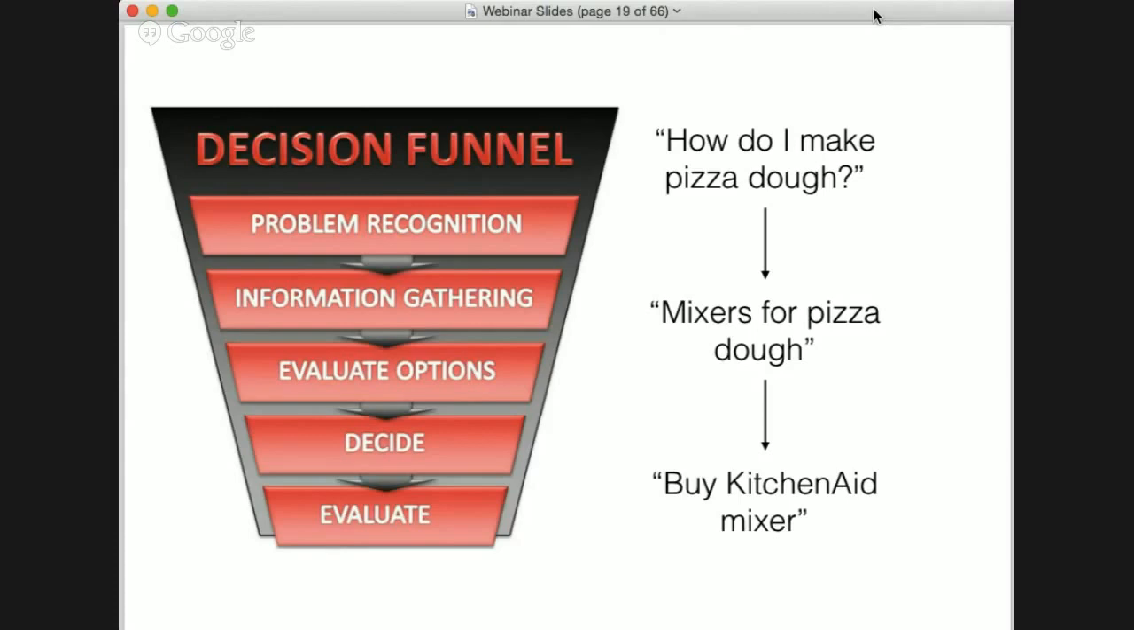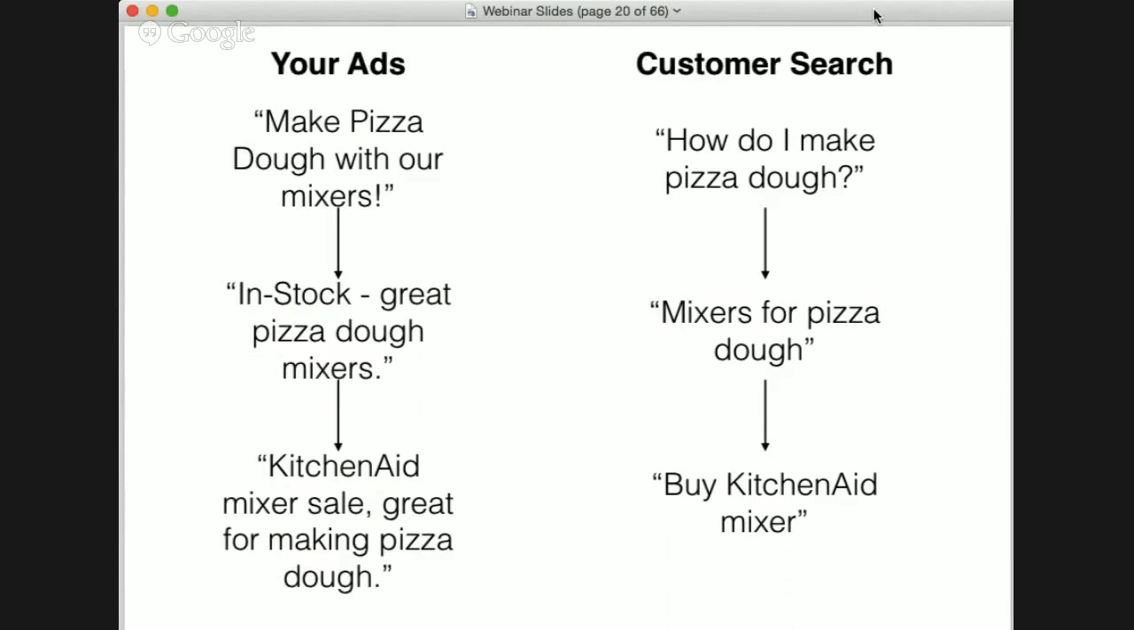They see highly rated results. They see people recommending KitchenAid mixers. Now they could search, all right, I need to buy a KitchenAid mixer, so I'm going to type "buy KitchenAid mixer." And your ads should parrot the customer searches.